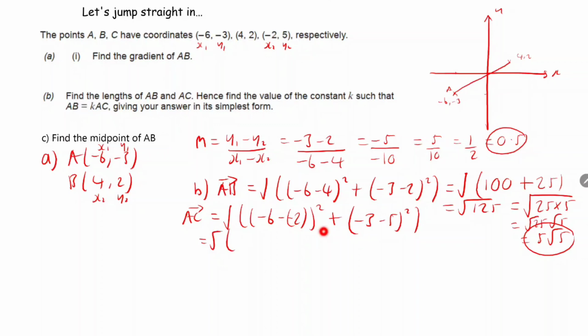That's going to give us the root of -6 minus -2 becomes -6 plus 2, which is -4, and -4 squared is 16. And -3 minus 5 is -8. -8 squared is 64. This gives us root 80. And root 80 can be written as 16 times 5, which is root 16 times root 5, which gives us 4 root 5.